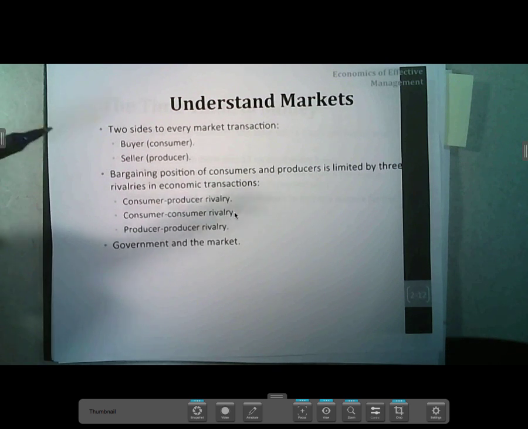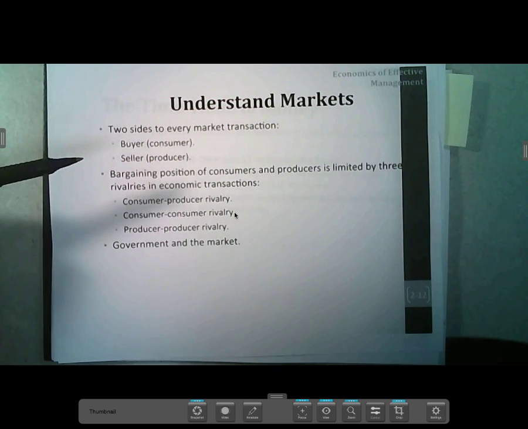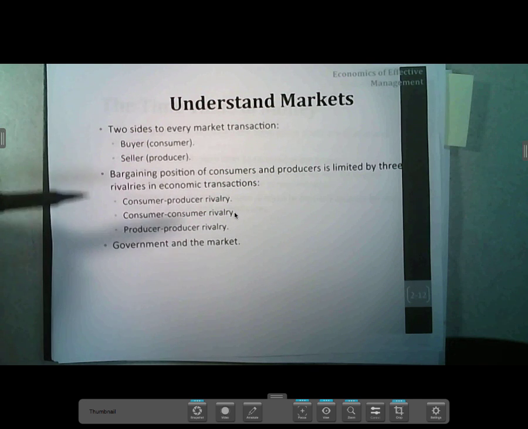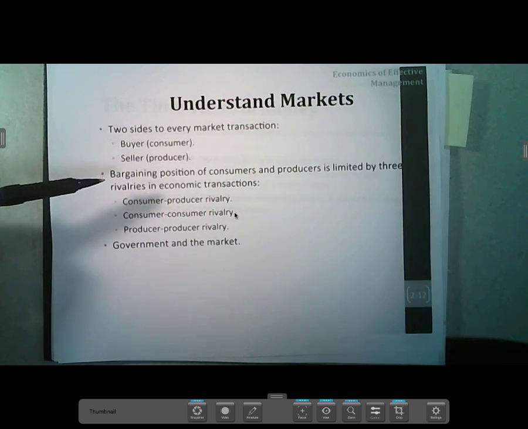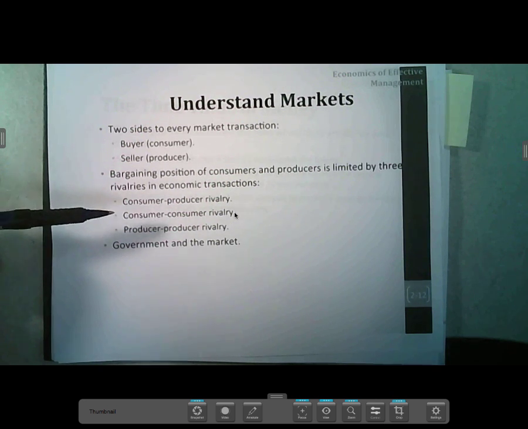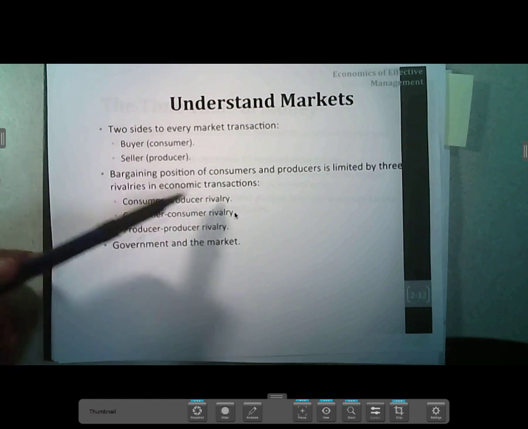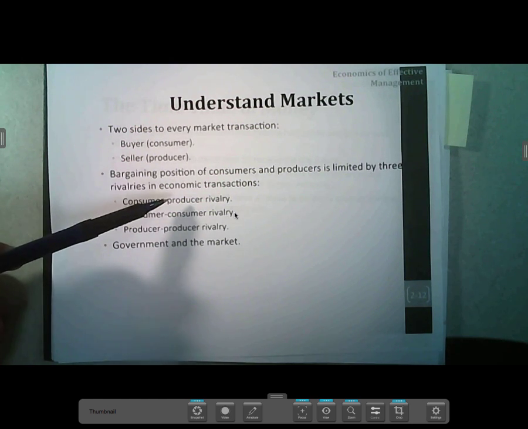But now, within every market, we have to understand that it's not just the employees that I need to worry about, right? Because it's a market transaction, there are also consumers in this situation. Now, when we talk about who has the most power in that kind of position, we then have to talk about the certain rivalries that exist. Either the rivalry that exists between consumers and producers.